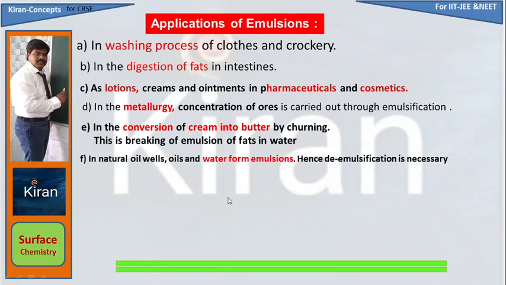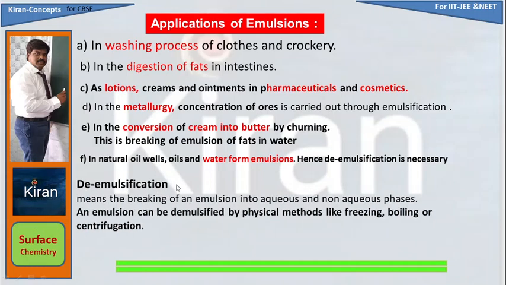In natural oil wells, oil and water form emulsions, hence de-emulsification is necessary. In natural oil wells, we collect both oil and water. From that, what we have to do is separate the water from the oil. That is called de-emulsification. De-emulsification means the breaking of an emulsion into aqueous and non-aqueous phases. Oil is non-aqueous, water is aqueous. We have to break it down to separate the layers.